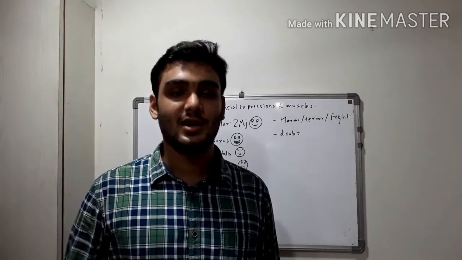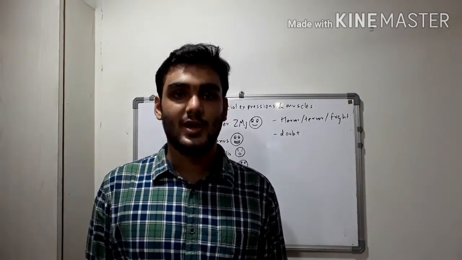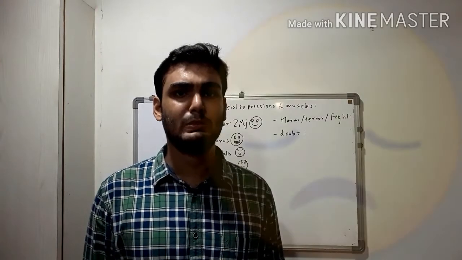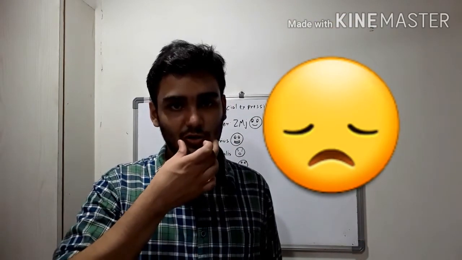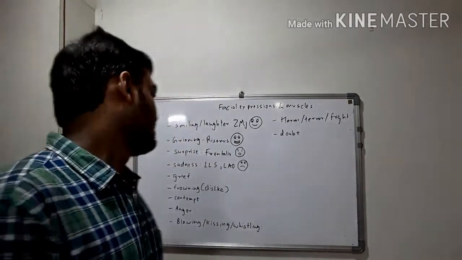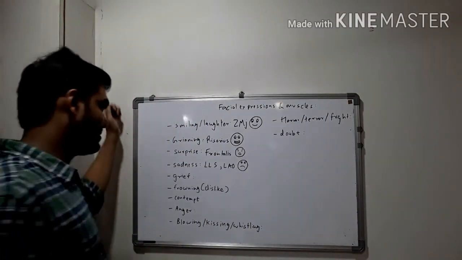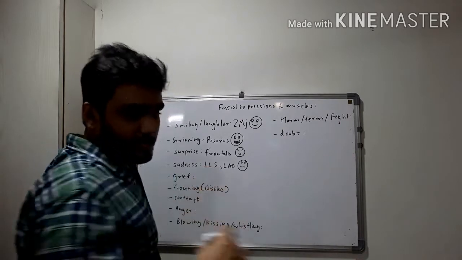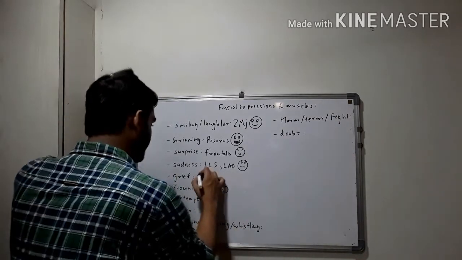Then grief, a step above sadness, when you are extremely upset about something. So then the angle of mouth would be driven downwards, right? So the expression of grief is due to the depressor anguli oris muscle.